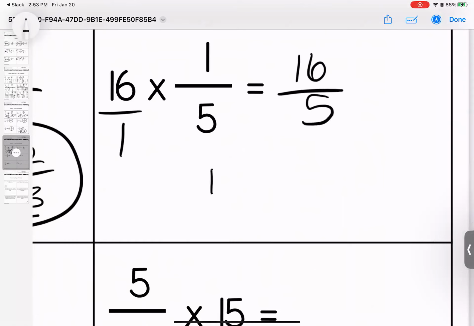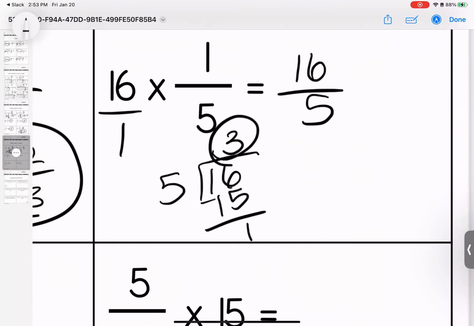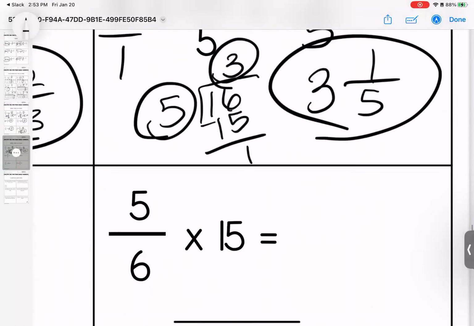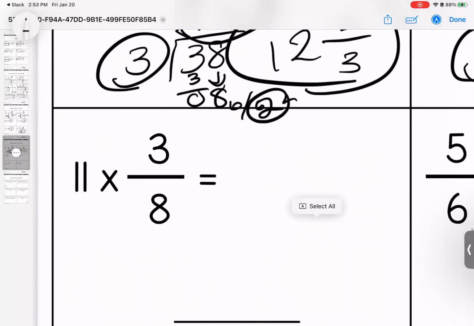1 times 5 is 5. Divide to simplify. 5 times 3 gives me 15. This means I have 3 and 1/5. 3 and 1/5 is the simplest form. Down here, 11 times 3 is 33.